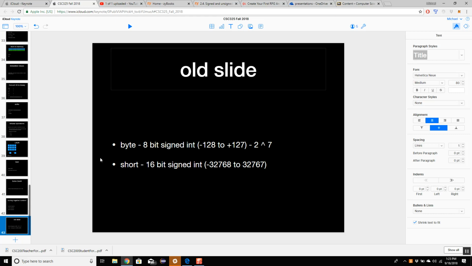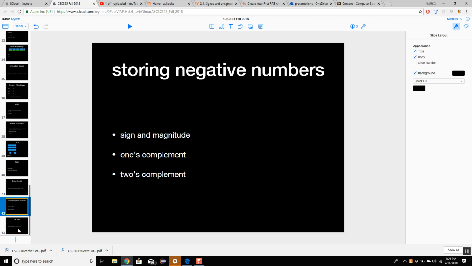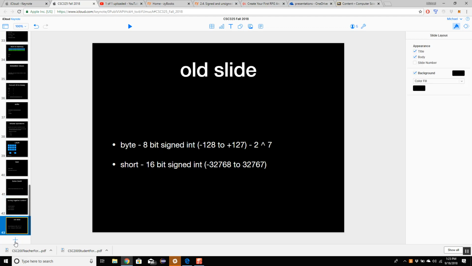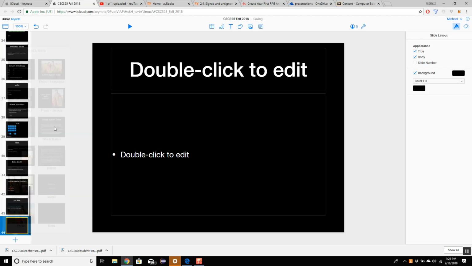All right, so we all kind of recall this slide from some point when we didn't ask that question about why the magnitude of the negative and the positive value are different. All right, so now we're going to talk about why they're different. So one of our ways of storing negative numbers.